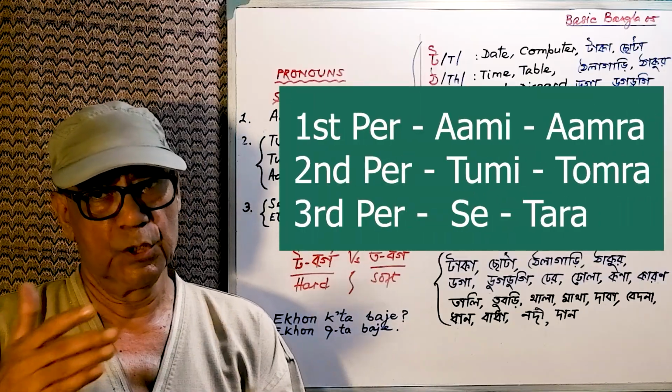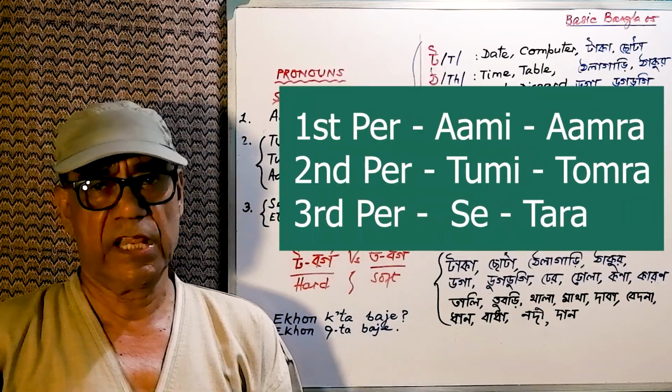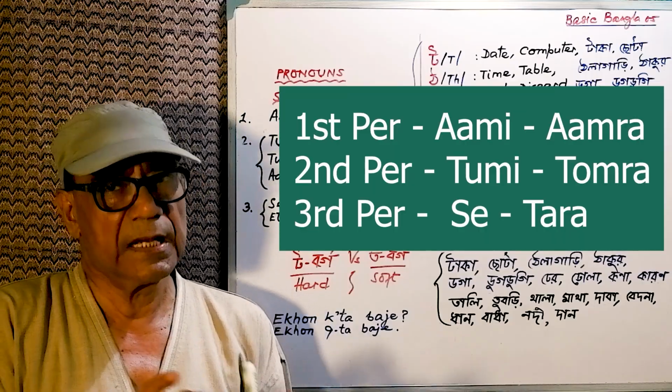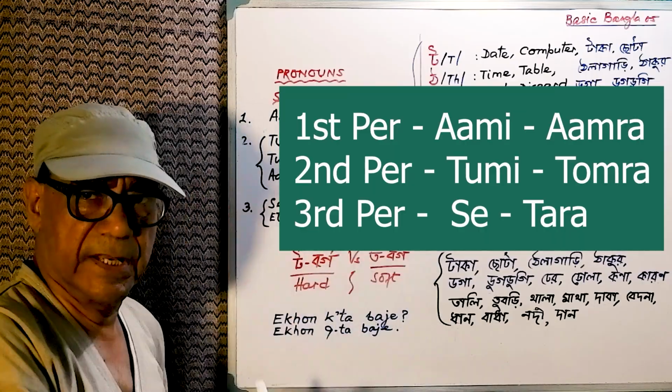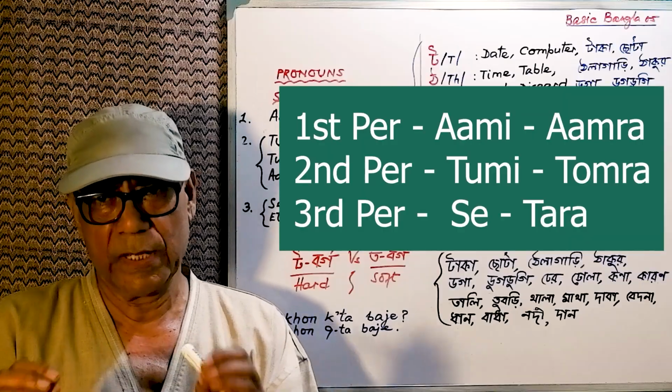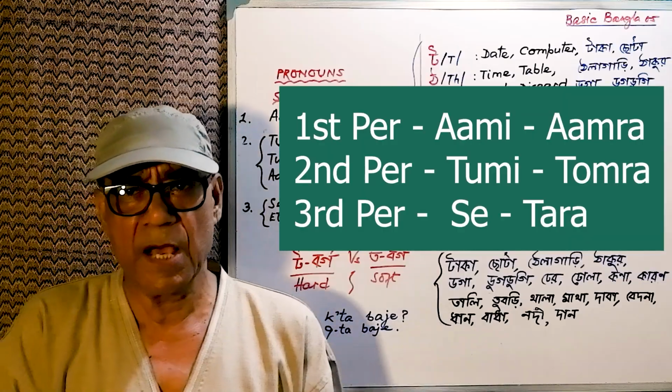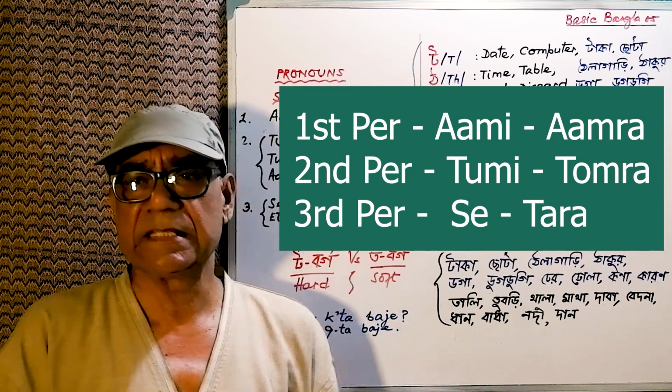Aami, Aamra, Tumi, tomra, se, tara. And we will discuss other forms later. If you can remember this, then things will not look very unknown then. That's why Aami, Aamra, Tumi, tomra, se, tara.